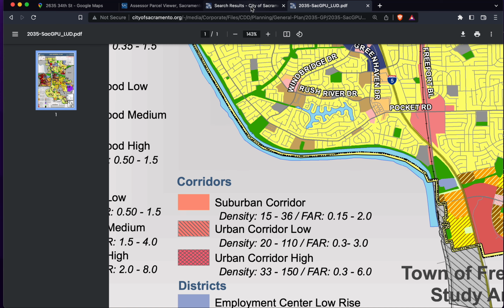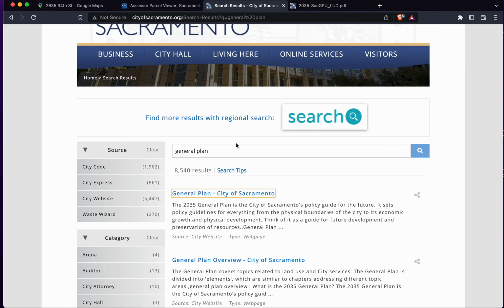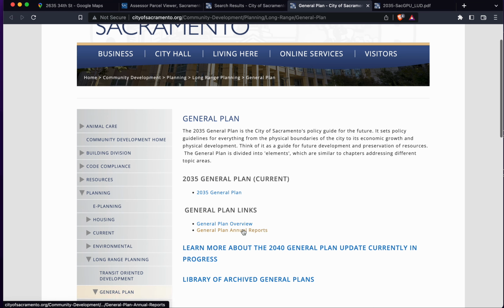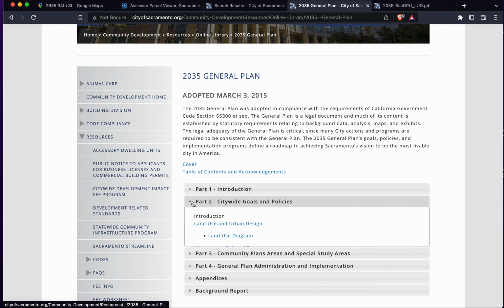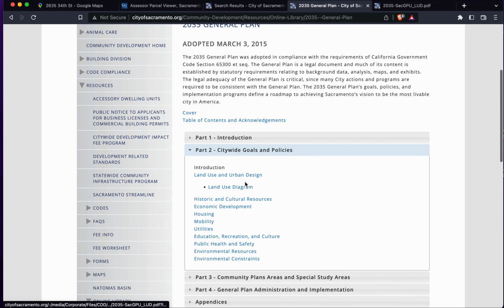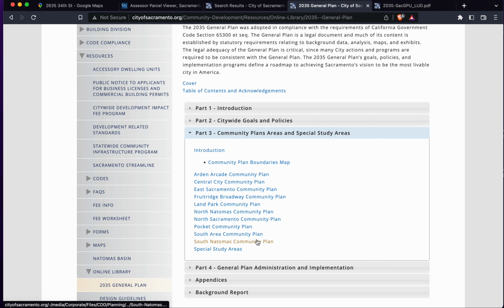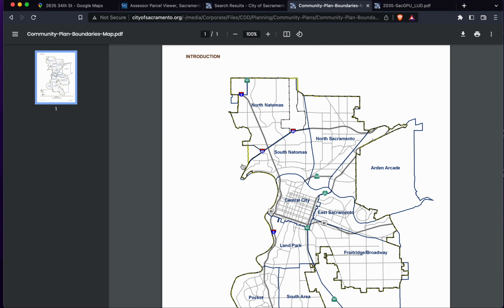Let's double check again. Let's look at the general plan, city of Sacramento. Click on the general plan. We looked at the land use diagram, housing, mobility, education, public health, and part 3. Let's look at the community plan boundaries map. So let's look at that one.